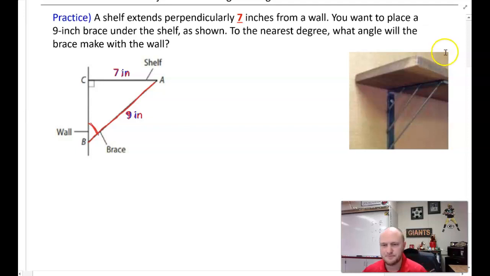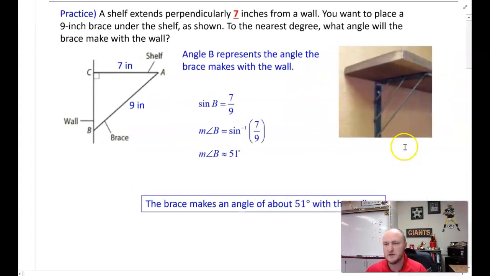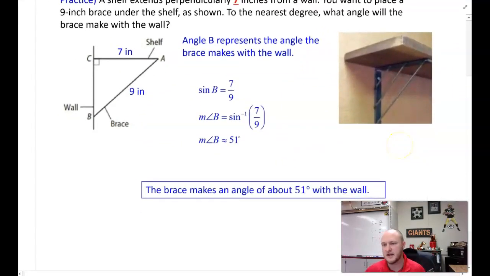Angle B. Okay, so your equation should have been opposite over hypotenuse, so sine of B is equal to 7 over 9, and then you could use the inverse. So here is the solution, and you would get about 51 degrees. The brace makes an angle of about 51 degrees with the wall.